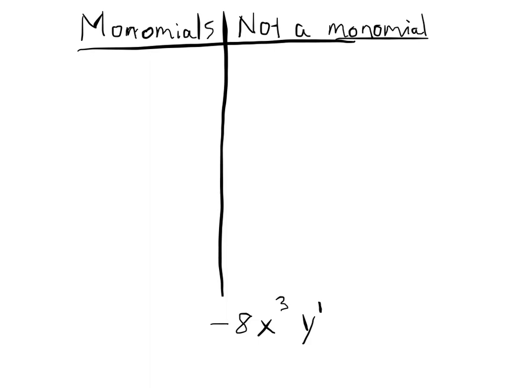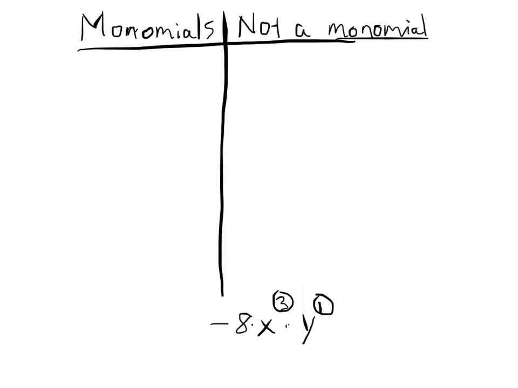Well, if we think about it, let's apply the definition now. Our definition was a product. Well, what does product mean? Multiplication. What does it mean if I have numbers and variables touching each other? Well, I know that means multiplication in between. So product of numbers and or variables with whole number exponents. Are these whole number exponents? So far, yes. Now, let's look at our rules.